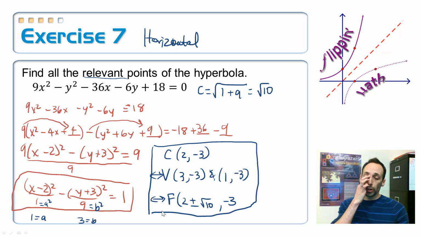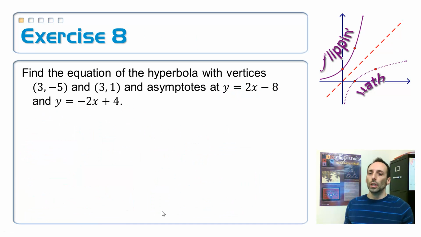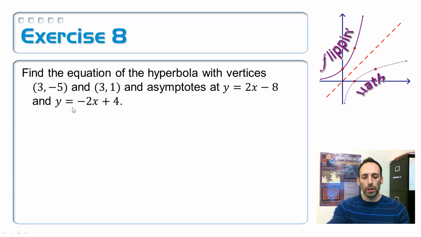One last example here. Okay, this one's a tough one. Let's see if we can handle it. Find the equation of the hyperbola with those two vertices and asymptotes at y equals that one and that one. Crazy. All right, so of course I need an a and a b value, and I need my center point.